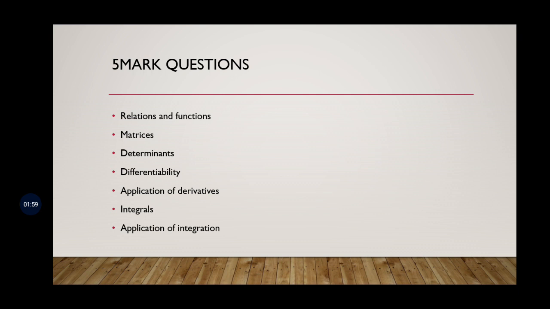Next, for 5 mark questions, relations and functions. Due to the reduced syllabus, the questions that would come from relations and functions are finding out injectivity and surjectivity, or finding out one-to-one and onto. For matrices, they give, for example, A plus B, B minus C, and we need to find A plus B plus C is equal to B plus C plus A. Like that, questions would be asked for matrices. For determinants, they will ask us the matrix method questions.